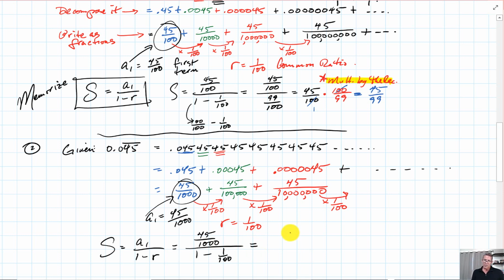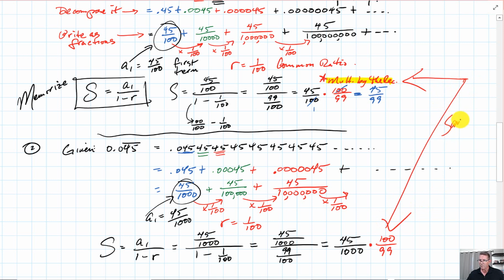Just follow the flow. And we've got 45 thousandths divided by 99 hundredths. And at this point, you want to multiply by the reciprocal. So you take the top fraction, which is 45 1,000ths, times the reciprocal of the denominator, which is 100/99ths, just like we did up top. I'm talking about this step here, okay? Same step. Okay, and then what do you get? Well, simplify. Divide both of these by 100. 100 divided by 100 is 1. 1,000 divided by 100 is 10.